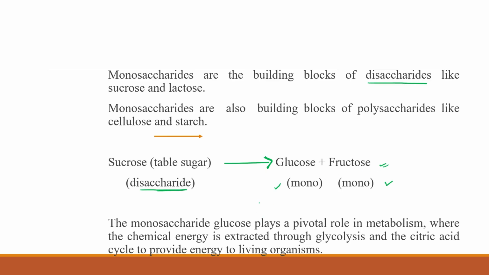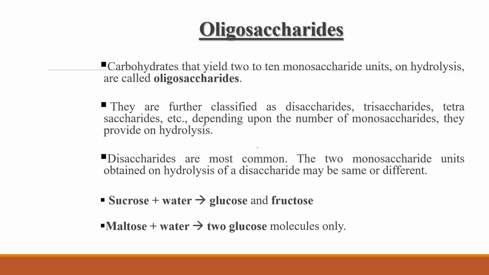Okay, so monosaccharide glucose plays a very important role in metabolism. We all know this, where the chemical energy is extracted through glycolysis, through the citric acid cycle, and provides energy to the living organism. The second category of carbohydrate, right now we are discussing micromolecules, not macro ones. Okay, so the second type is oligosaccharide, where 2 to 10 monosaccharide units.